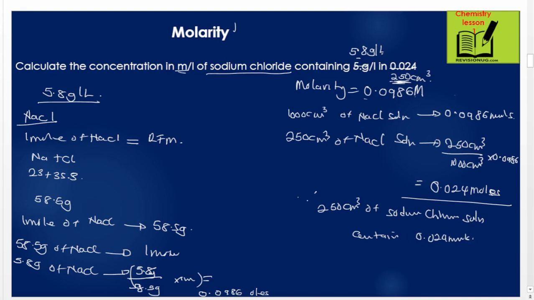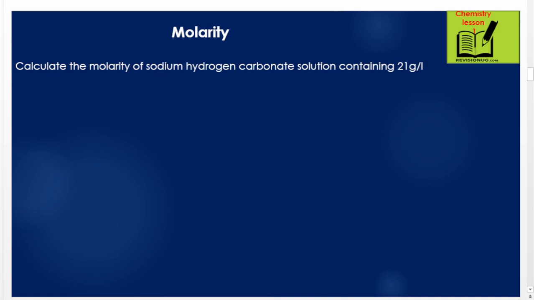I hope that we are still together. Let us do another example. This other question says: calculate the molarity of sodium hydrogen carbonate solution containing 2.1 grams per liter. Oh, there was a typing error here, there is a decimal point, sorry.